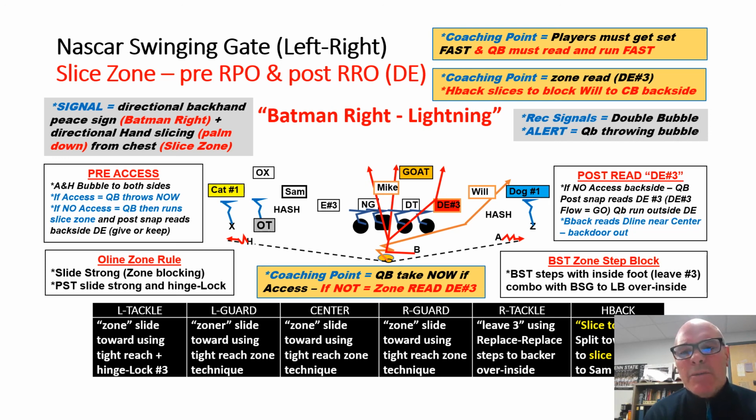If they do, then we're going to run our slice zone lightning here in the case, where we'll read that backside defensive end. So just like our NASCAR left and right, we get an automatic RPO with our bubbles pre-snap, and then post-snap we're going to go run option on that defensive end. Great way to use your personnel, spread them out, and your core system.